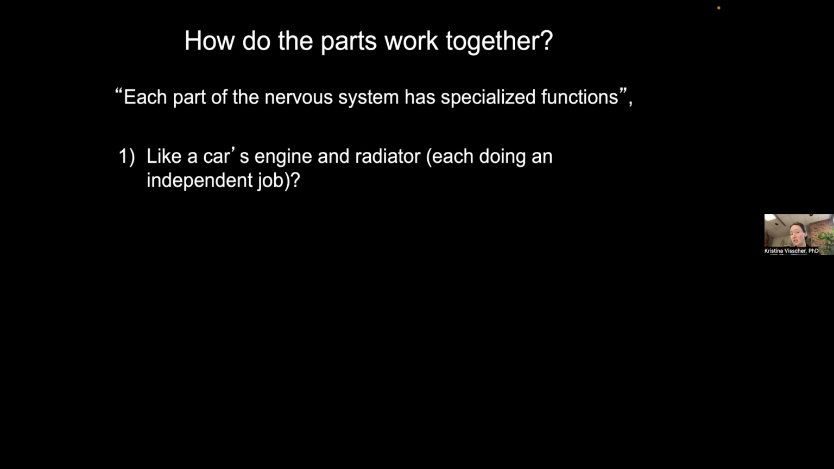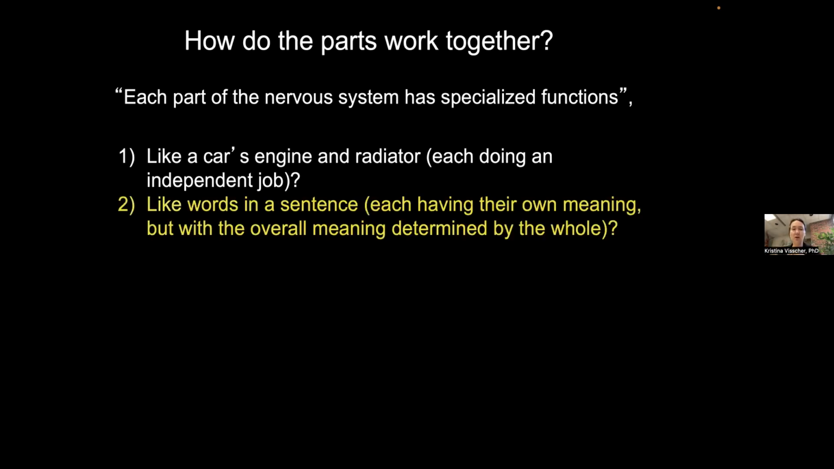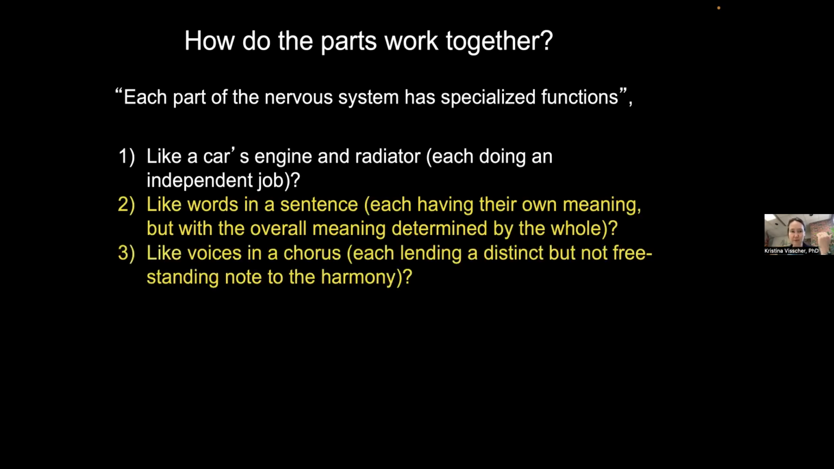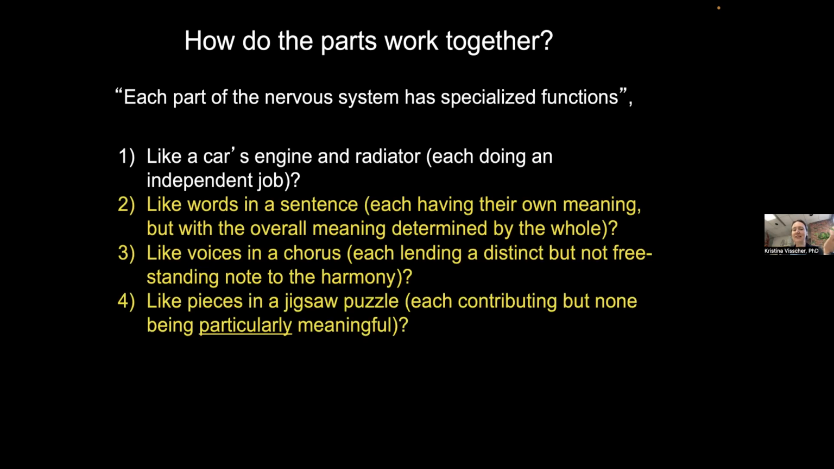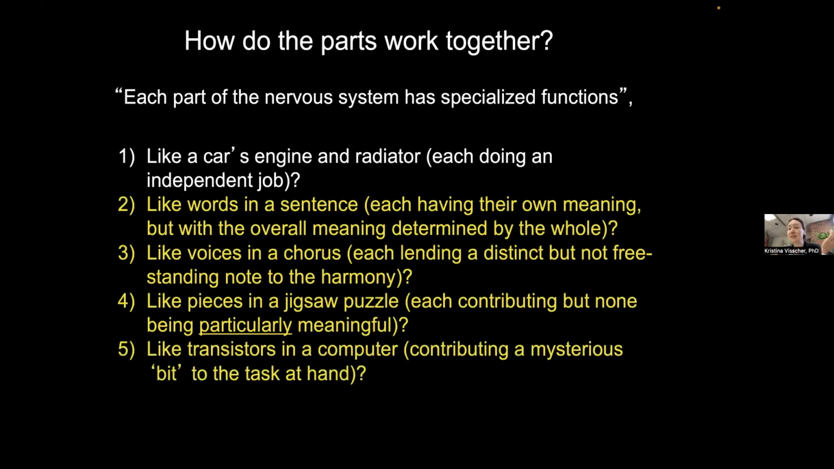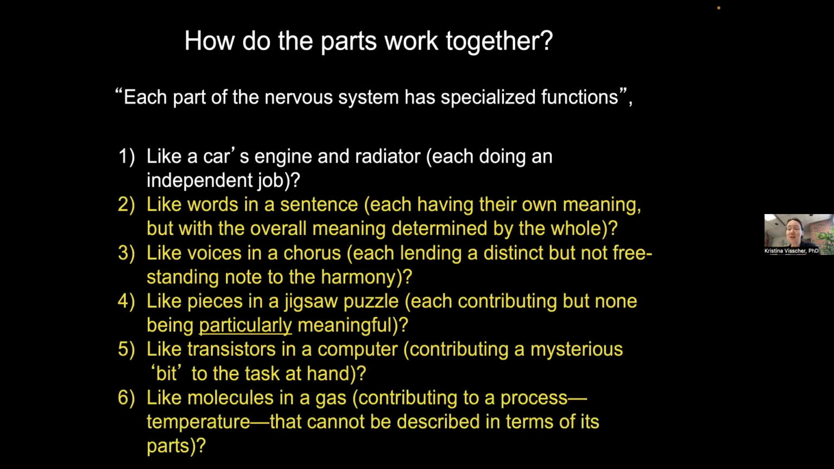Do they work together like a car's engine and a radiator do? So each does a very specific independent job, but both are needed to make the car go. Do they work together like words in a sentence? That is, they have their own meaning, but with the overall meaning determined by the whole. Like voices in a chorus. Each lends a distinct but not freestanding note to the harmony. Do they work together like pieces in a jigsaw puzzle where each contributes, but nothing's particularly meaningful on its own? Are they like transistors in a computer? That is, they contribute a mysterious bit to whatever task is being done. Or like molecules in a gas, you can't define the temperature of a single molecule, but once you get many of them together, you can start defining things like temperature. So I want you to think about this idea as you're learning about the different networks of the brain.